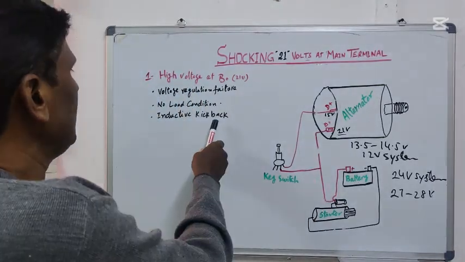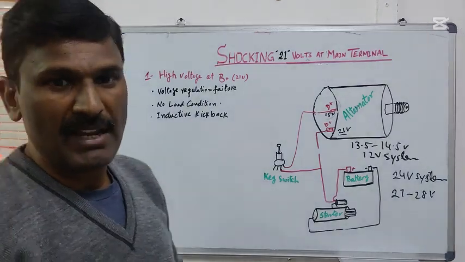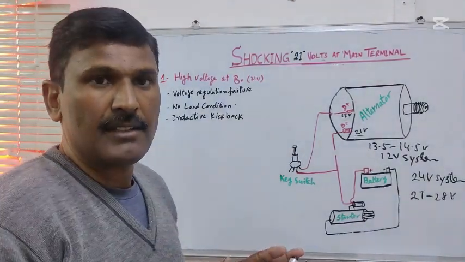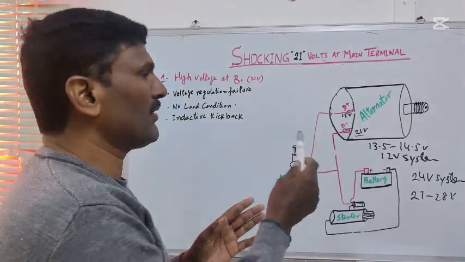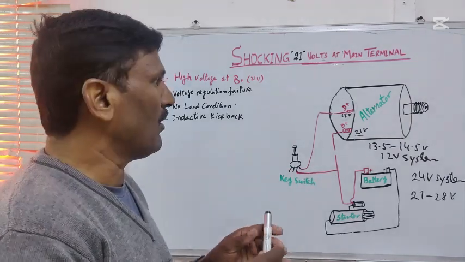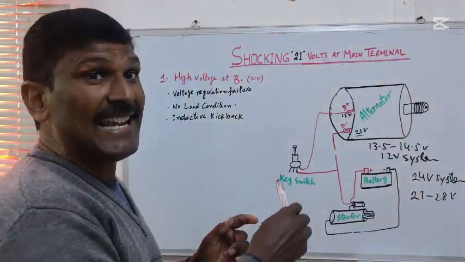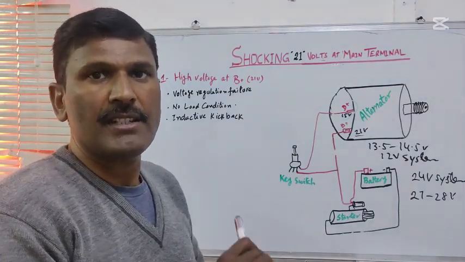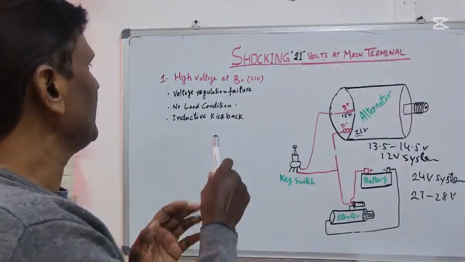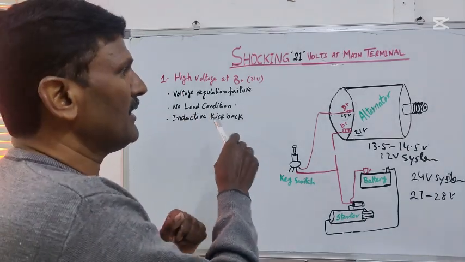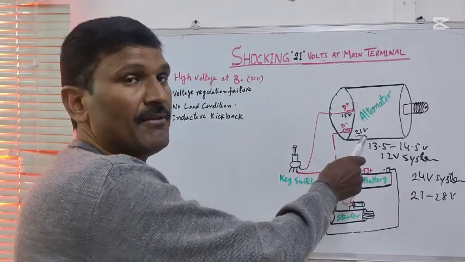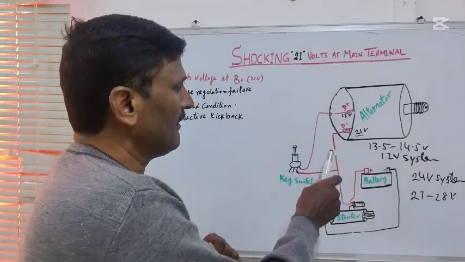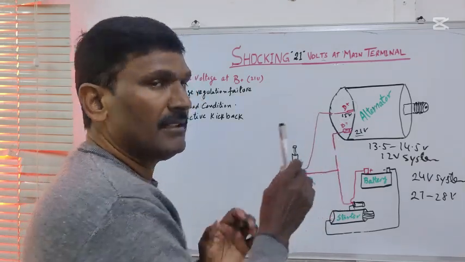The third one is inductive kickback. When the alternator is running and suddenly disconnected from the load, it creates an inductive effect causing a high voltage spike. These are the three reasons. Therefore, I observed 21 volts at this B point due to the cut cable.